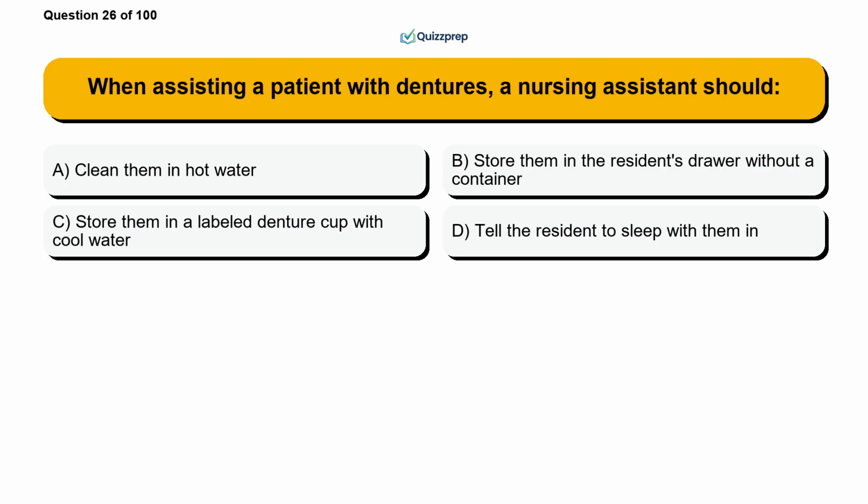Question 26. When assisting a patient with dentures, a nursing assistant should: Option A, clean them in hot water. Option B, store them in the resident's drawer without a container. Option C, store them in a labeled denture cup with cool water. Option D, tell the resident to sleep with them in.